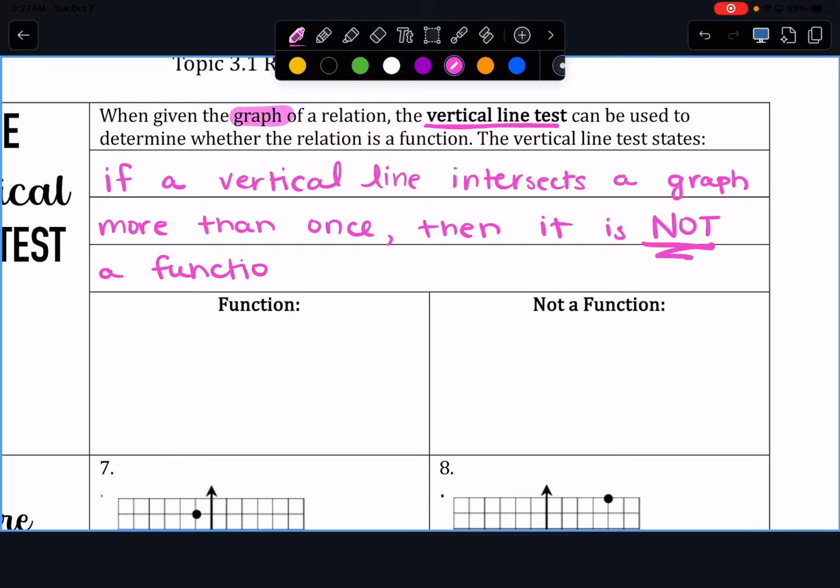So let's think about why that is. What is the equation of a vertical line? Is it x equals or y equals? X equals. So if that vertical line intersects it more than once, that means x has 2 places where it equals that. That means we have more than one input. So it can't be a function. That's where that comes from.